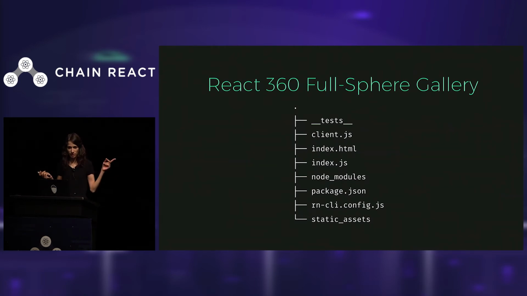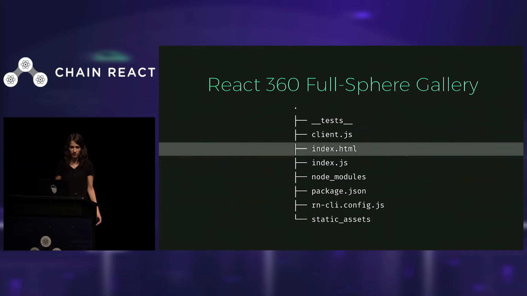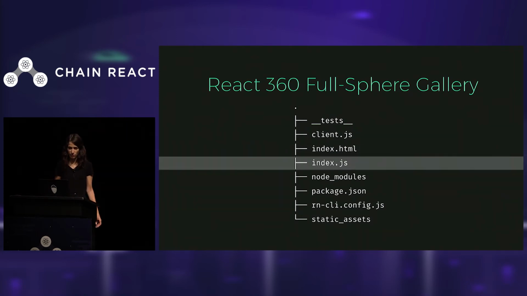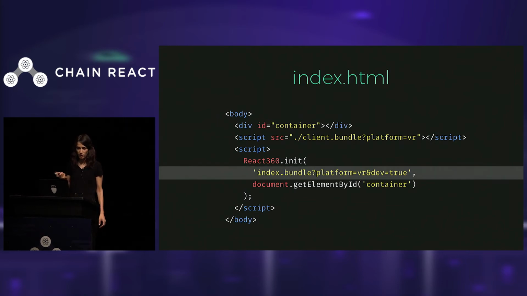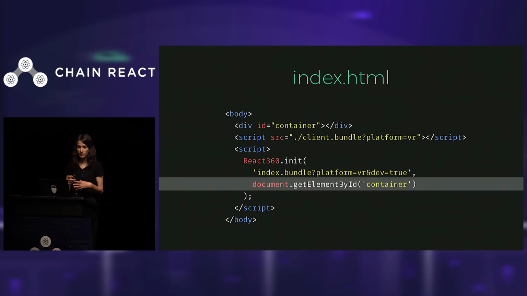So this is the scaffolded project folder. And we will take a look at the client.js, the index.html, and the index.js. This is the index.html, and I will only show you the body because there's nothing special happening in the header. The only thing we do here is loading and mounting our JavaScript code with React 360 init. The first argument is our bundle, the main code for the application, and the second is the parent element where we want to render our canvas.